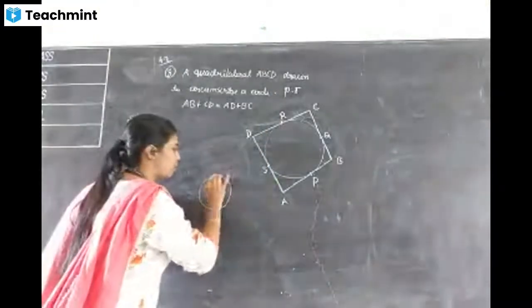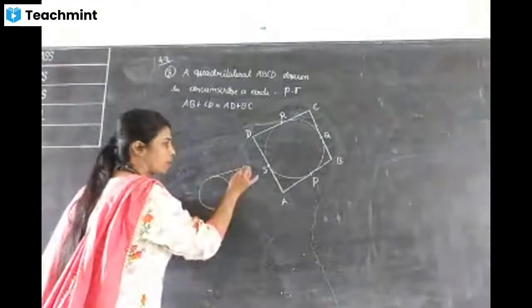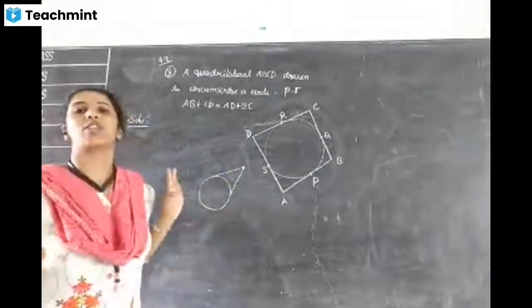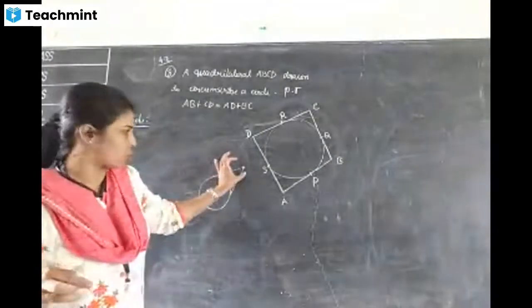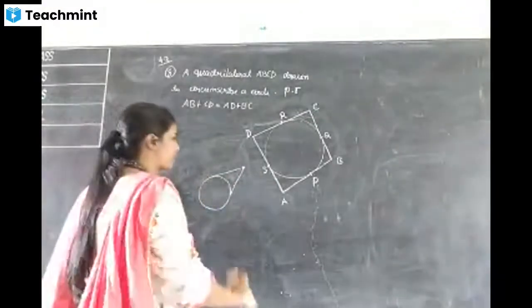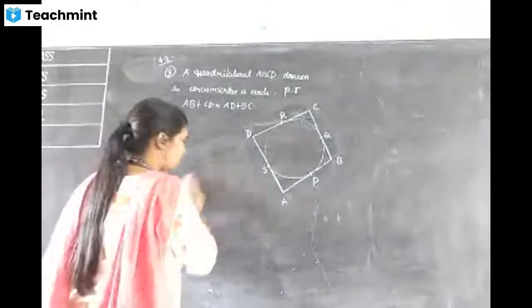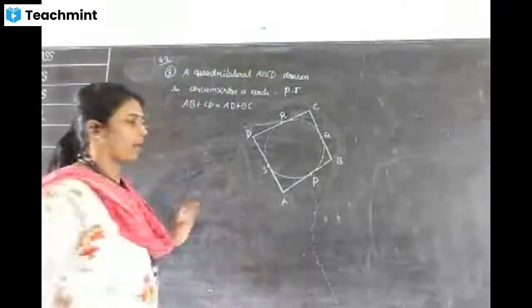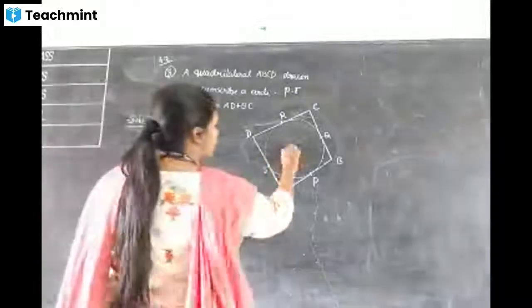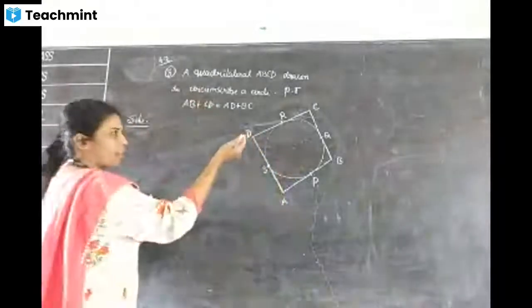See, tangents means what? From the external point, the line stretches to the circle. Those two are called tangents and they are equal. Already we proved this in our theorem. Okay. Now, I'll write what I said.